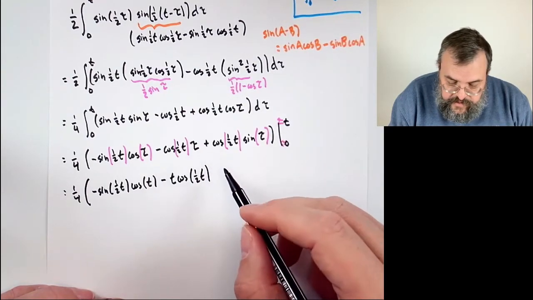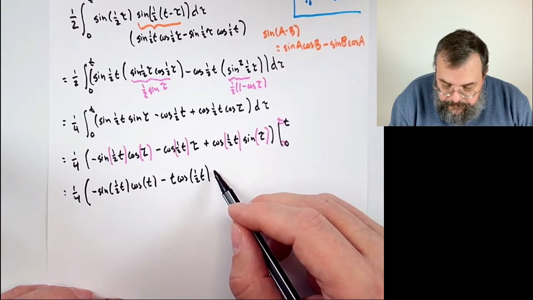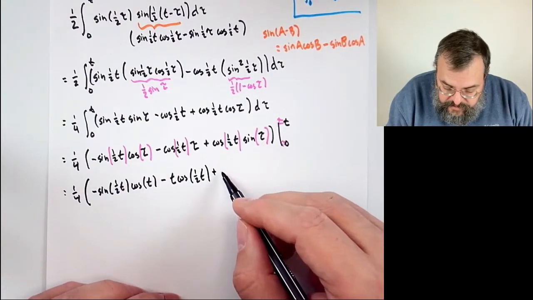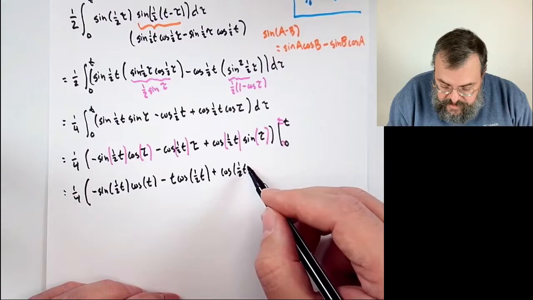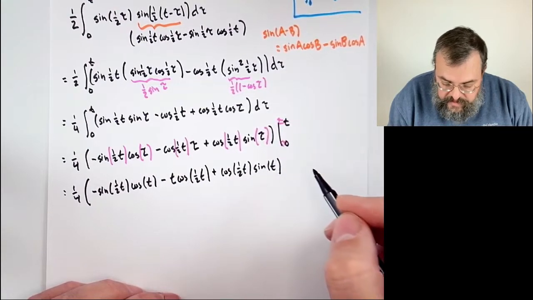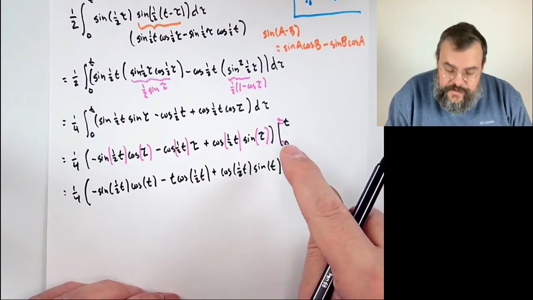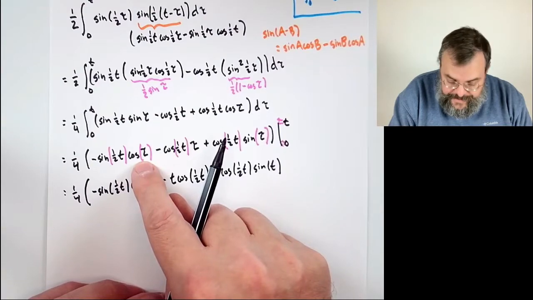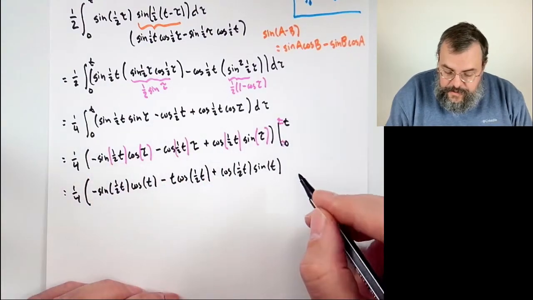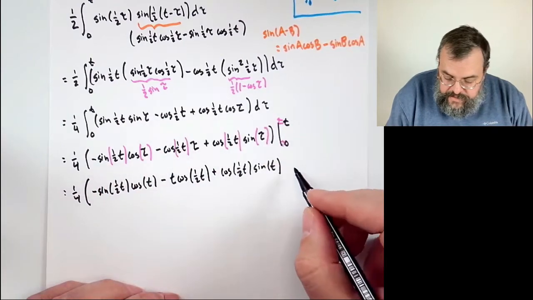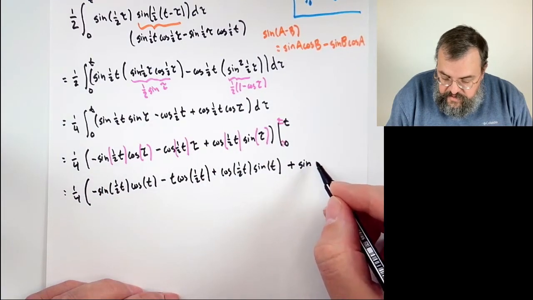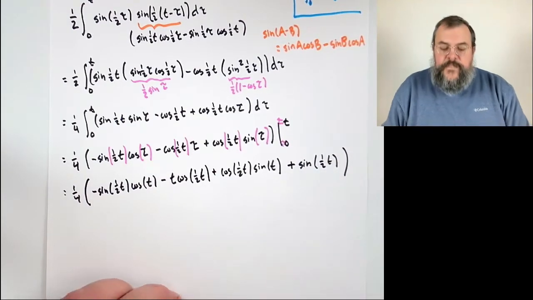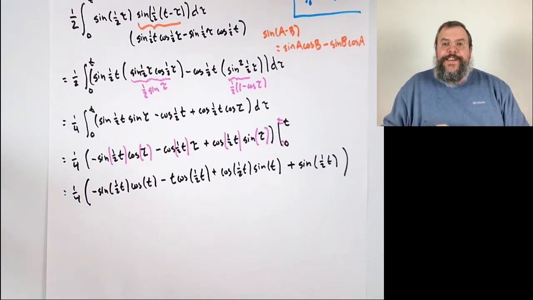And well, that's nice. Plus cosine 1/2 t sine t. Okay, that's plugging in tau equals t. Subtract 0. Now sine of 0 is 0, but cosine of 0 is 1. Subtract. So we're subtracting it. So minus minus makes plus sine 1/2 t. Okay. Good. All right. Did you see that?